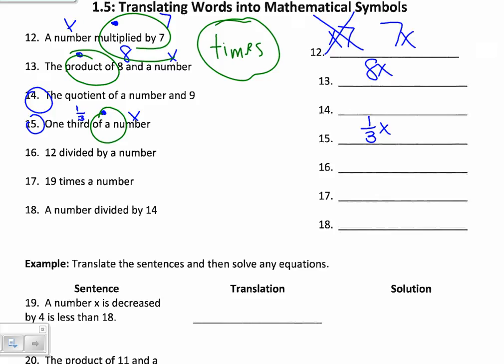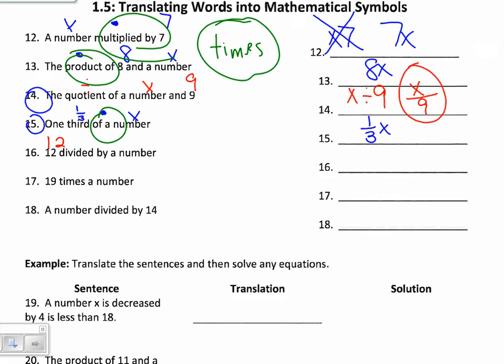Next we move on to division. So let's do number 14. Let's go backwards here. The quotient. Quotient means division. That's our word for division. A number and 9. x and 9. We keep these in order. We could do x divided by 9. But we're going to simplify it, and we're going to write x over 9. This is the standard way that we're going to write it. The other way does mean x divided by 9, but we're going to stick with our division bar to mean division.